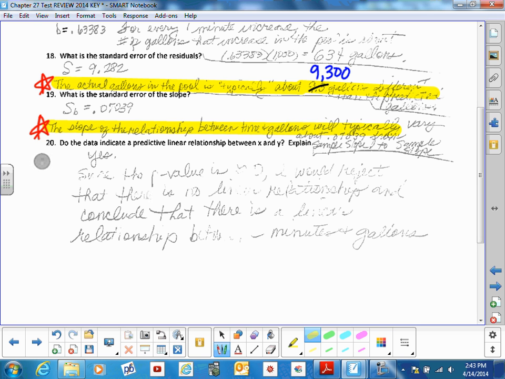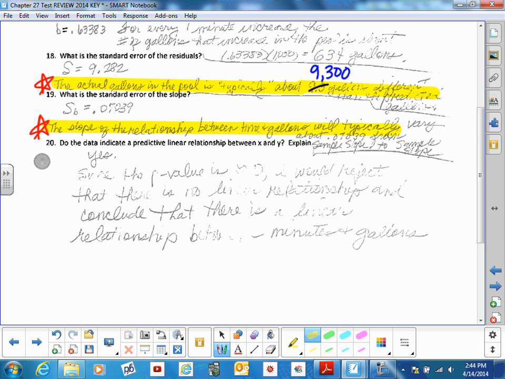So for number 18, being about the standard deviation of the residuals, that is the kind of typical distance that an actual is away from predicted. So in this case, in context, it would be that typical distance that the actual gallons in the pool is away from what it was predicted to be. And I had put 9.3, but it was in thousands, so it's really 9,300.